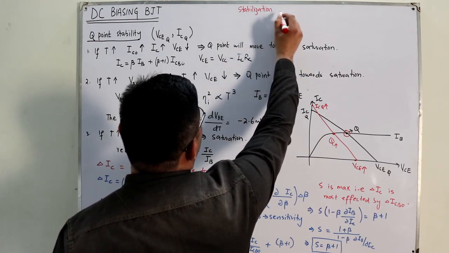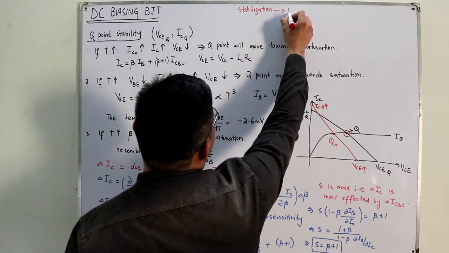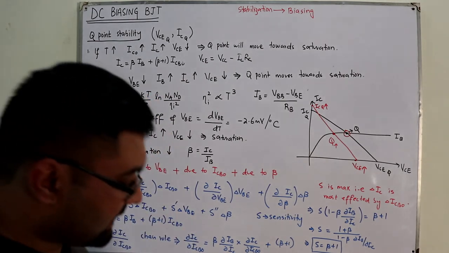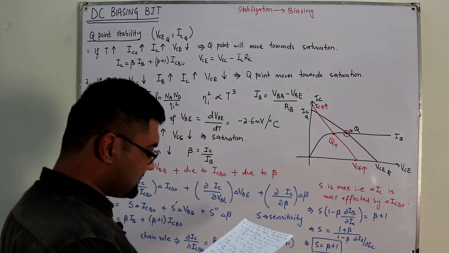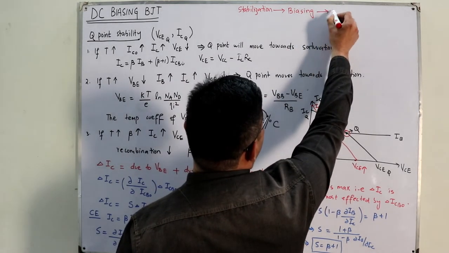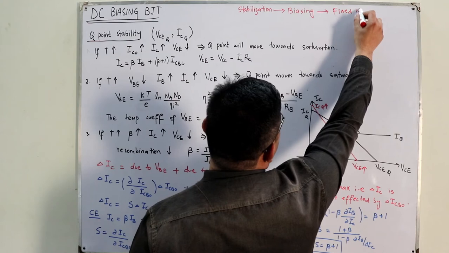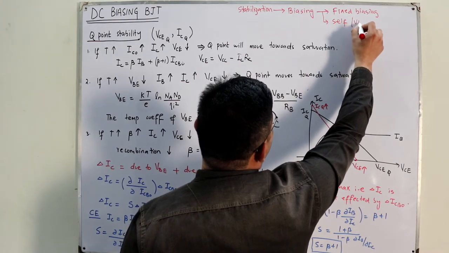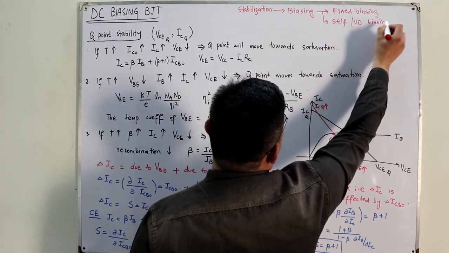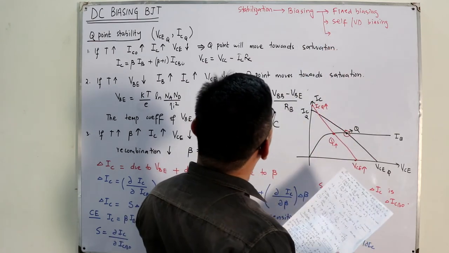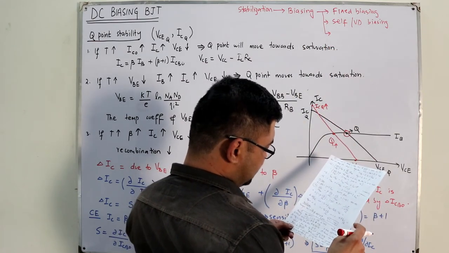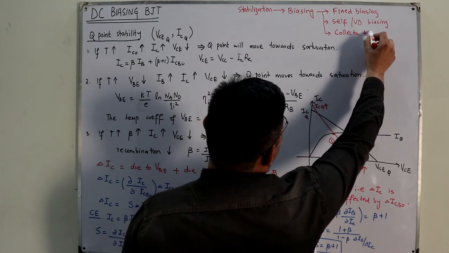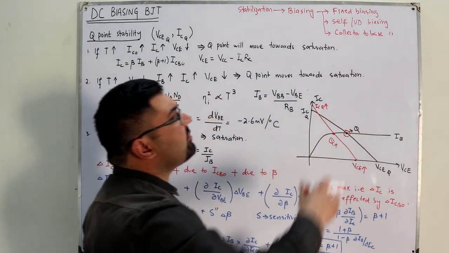So the first method is biasing. And how do we do that? We have a fixed bias circuit, self or voltage divider biasing, and the third is collector to base biasing. We have a number of biasing configurations.